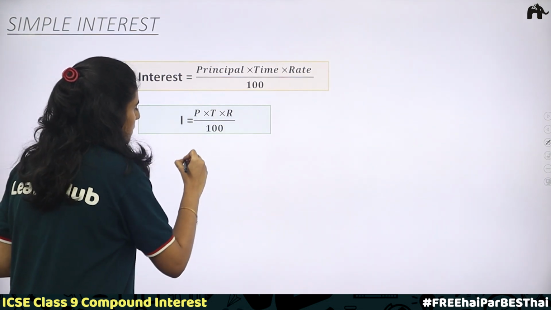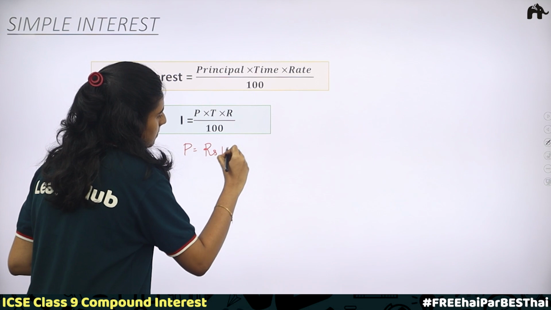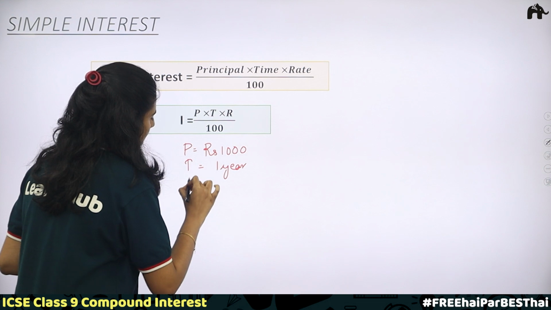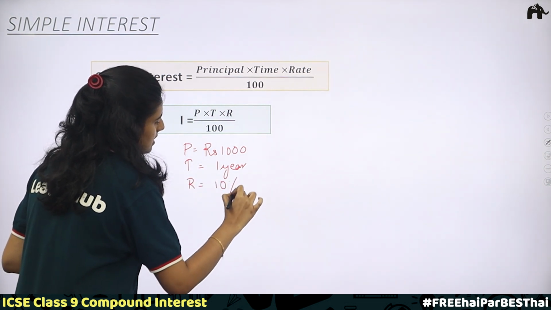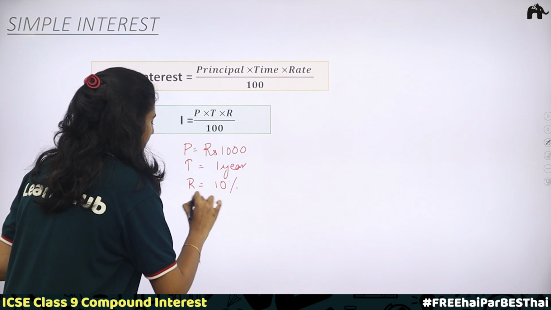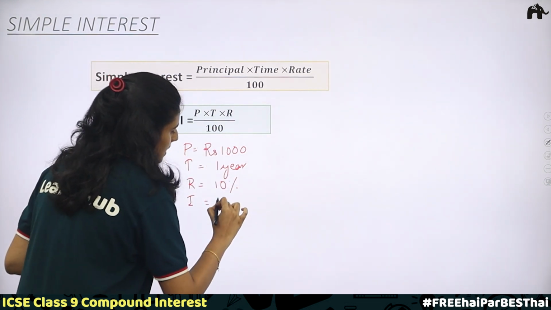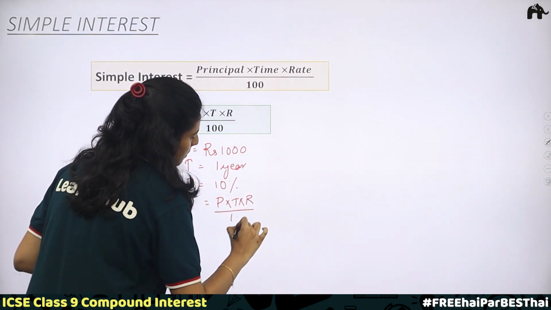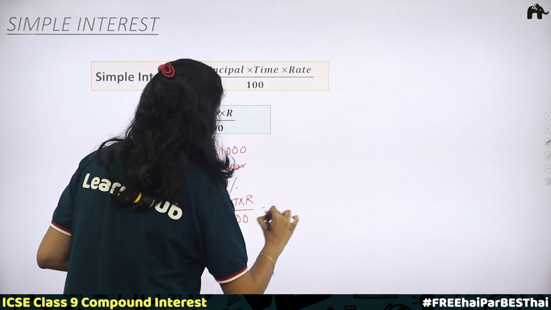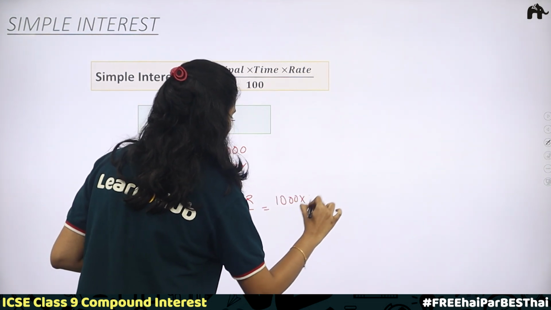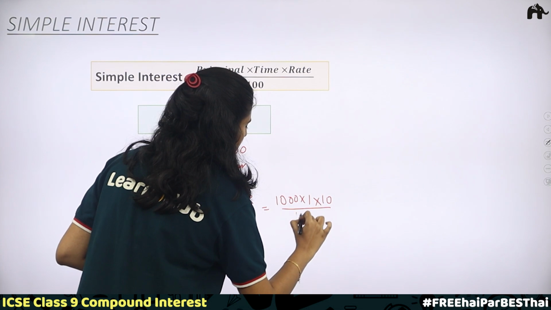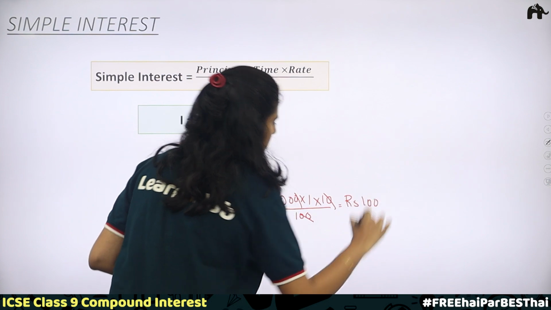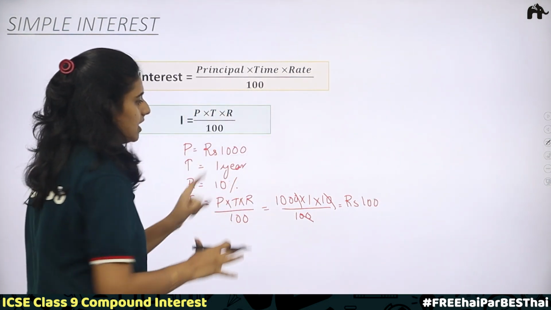Now, for example, if the principal is rupees 1,000, time is 1 year and rate of interest is 10%, then what is the simple interest? Simple interest I will be equal to principal into time into rate of interest divided by 100. That is 1,000 into 1 into 10 divided by 100, cancelling zeros, you will be getting rupees 100. The simple interest here is rupees 100.